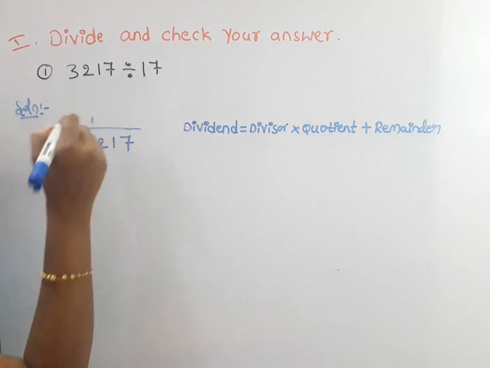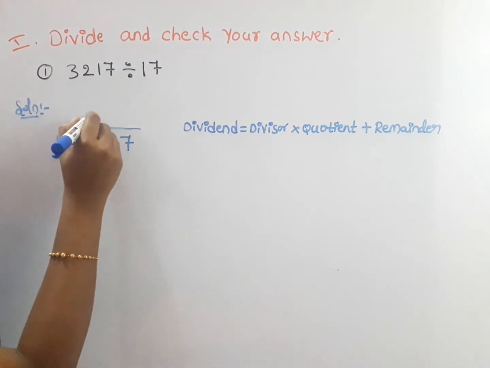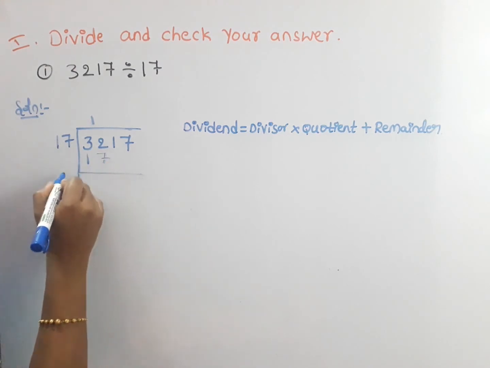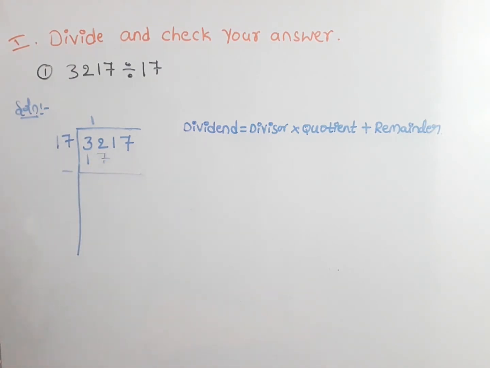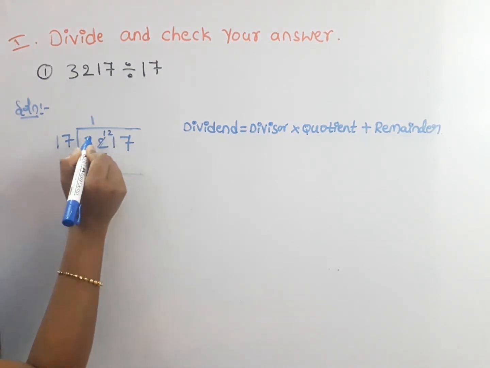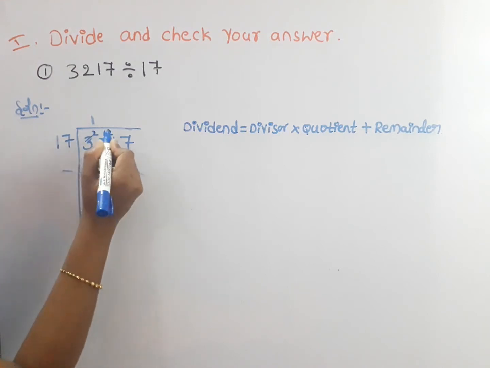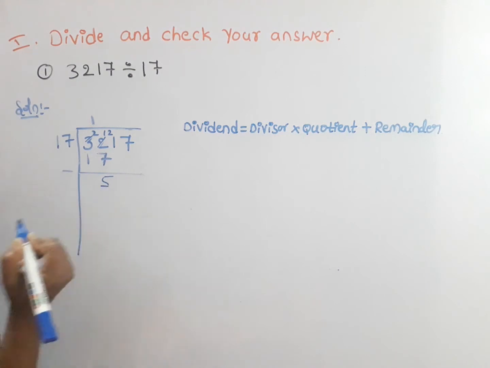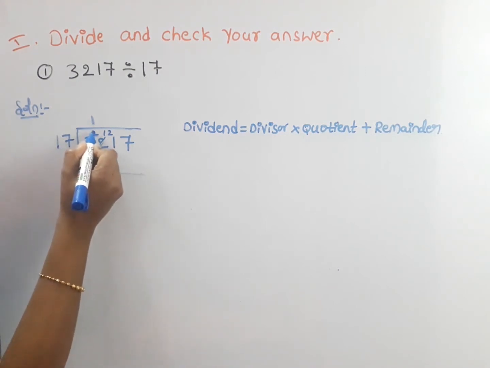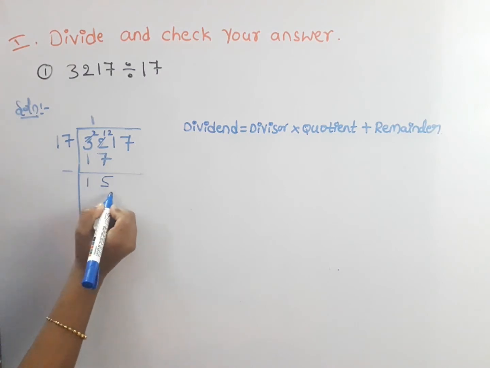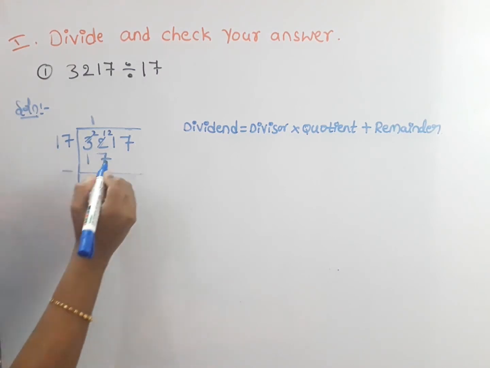So you can write 17 ones are 17 right here. Then subtraction, 2 minus 7. We can't subtract 7 from 2, so we need to borrow. This 2 becomes 12, this 3 becomes 2. 12 minus 7 is equal to 5. Write 5 here. Then 2 minus 1 is equal to 1. So here 15 is less than 17.